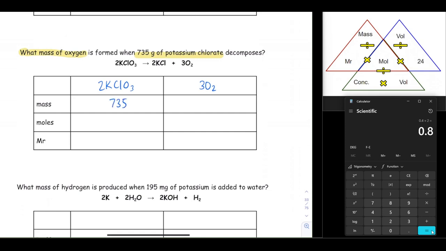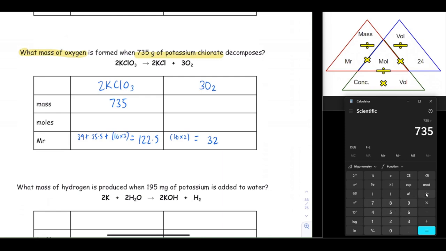The MR of potassium chlorate is 39 plus 35.5 plus 16 times 3. I'll do the 16 times 3 first. That saves me using brackets. Plus 35.5 plus 39. That gives me 122.5. And my oxygen is just 16 times 2. That gives me 32. So let's start with what we've got.